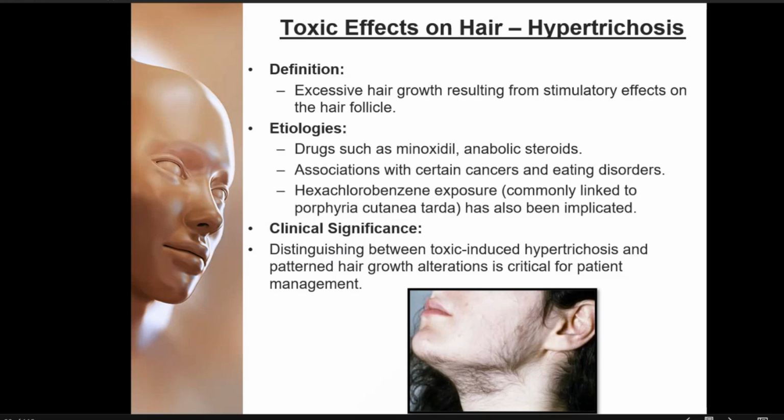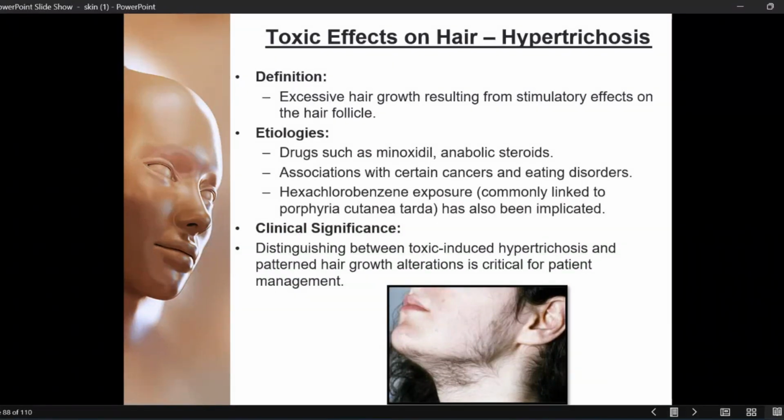Toxic effect on the hair. This is hypertrichosis, meaning overproduction of hair, excessive hair growth resulting from a stimulatory effect on the hair follicle. The etiology is drugs such as minoxidil and anabolic steroids, which are the two main drugs responsible for the overproduction of hair. It is also associated with certain cancers and eating disorders.